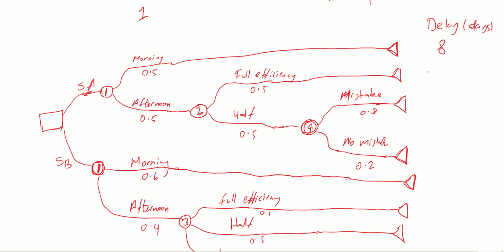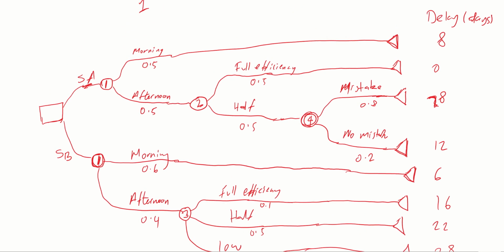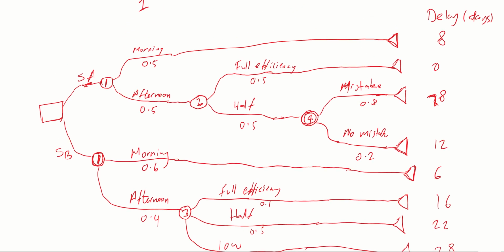8 days for that first endpoint, and then 0, 28, 12, 6, 16, 22, and 28. So that's the analysis, that's the preliminary analysis, if you like, that the organization had undertaken. And now the question is, should this construction organization go with subcontractor A, or should they choose subcontractor B?